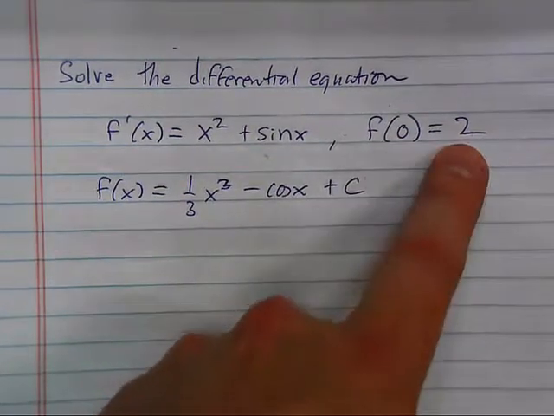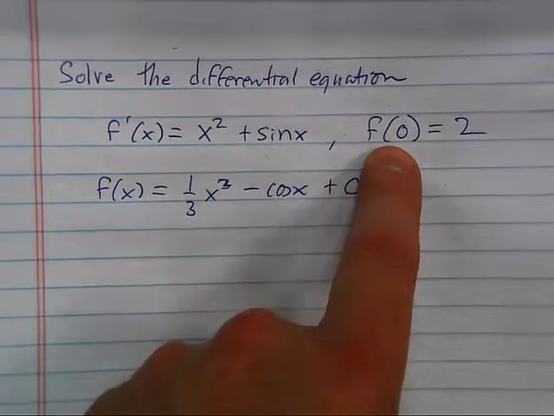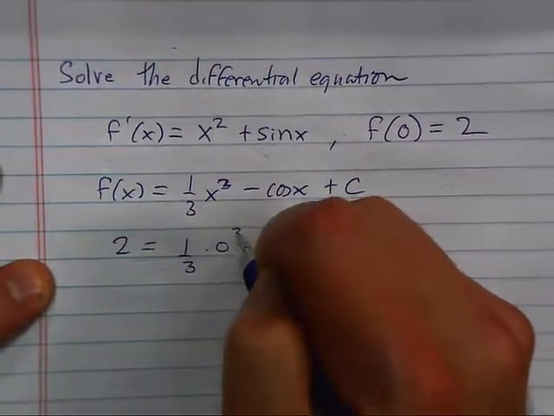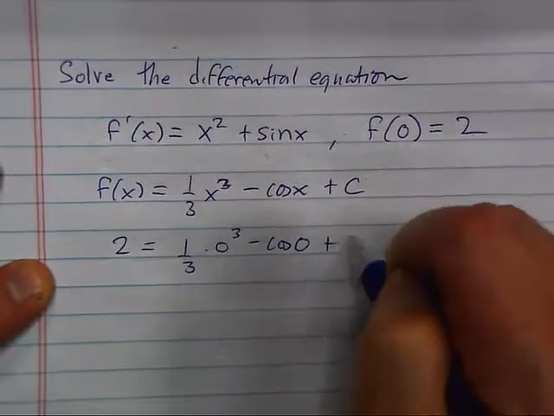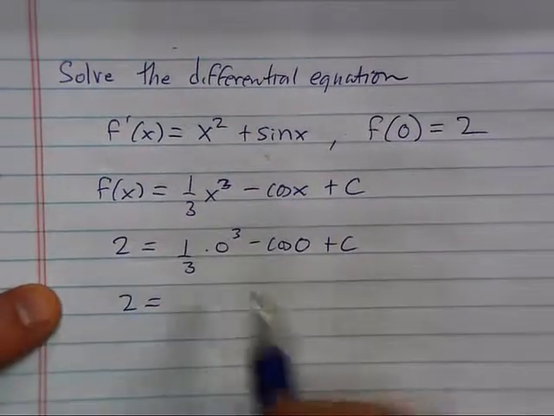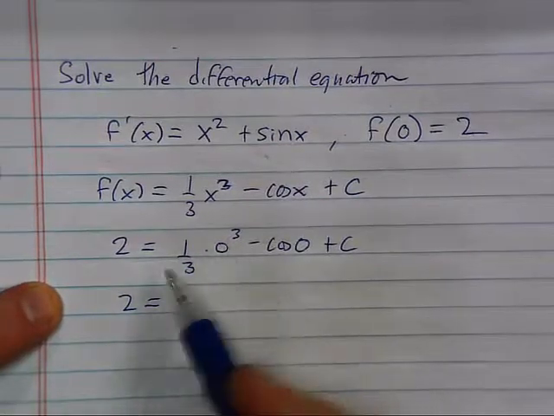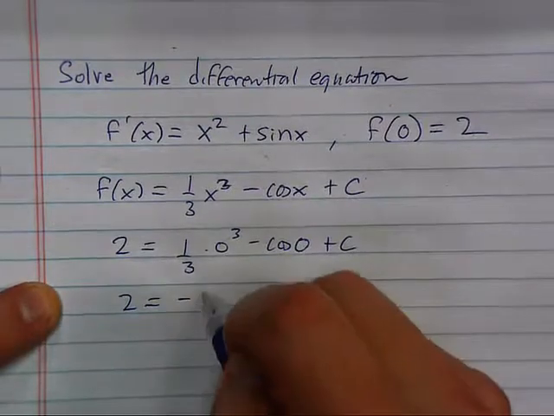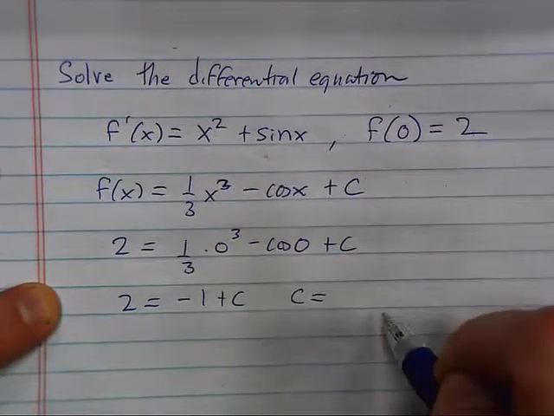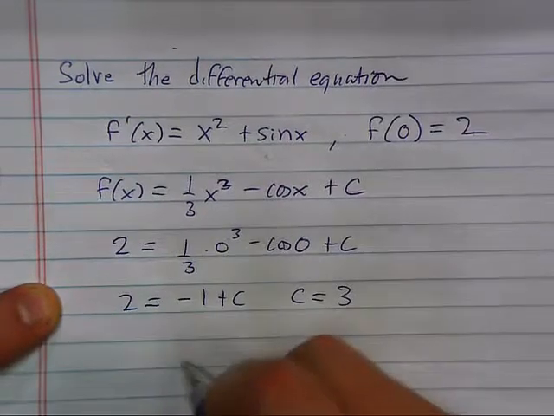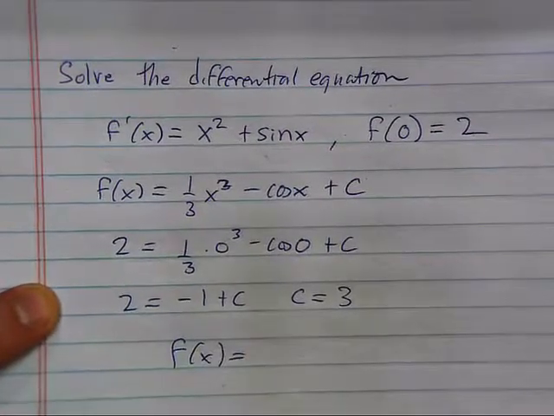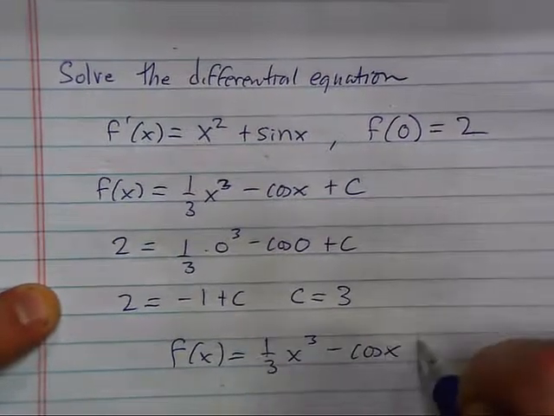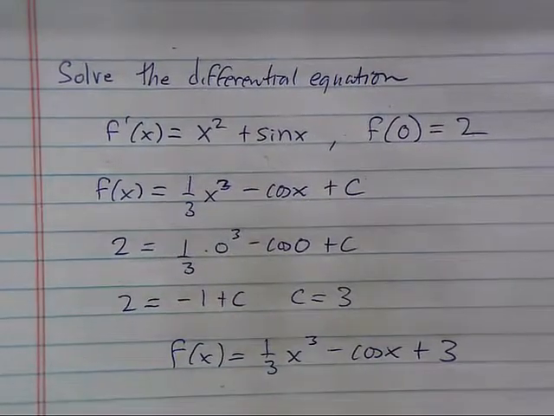So I'm going to plug 2 in for f of x, and 0 in for x. So I have 2 equals 1/3 times 0 cubed minus cosine 0 plus c. Well, what's 0 cubed? What's 1/3 times 0? What's the cosine of 0? 1. So 2 equals 0 minus 1 plus c, so c is 3. Our final answer is f of x is 1/3 x cubed minus cosine x plus 3.